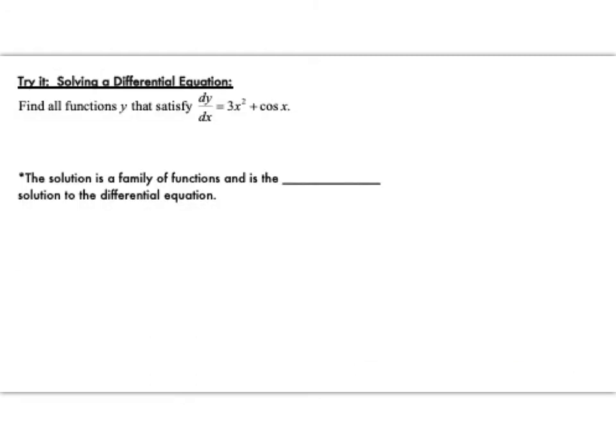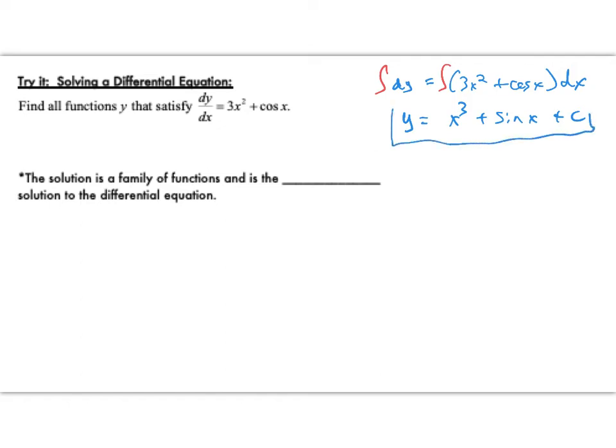Okay, so we're going to find all the functions y that satisfy dy over dx is equal to 3x squared cosine x plus cosine x. I want you to pause the video here and take a moment and try that one for yourself. All right, and you can see that without too much trouble, that's what it comes out to be, x cubed plus sine x plus c. Nothing really too involved here, pretty straightforward.